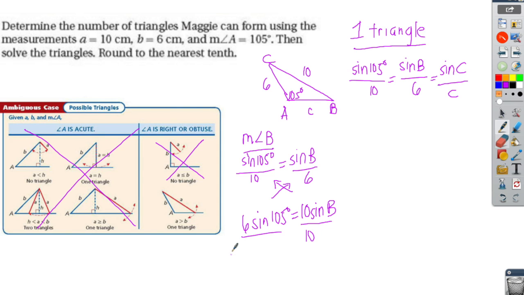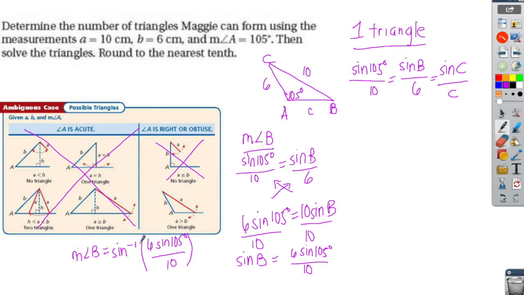So we're dividing by 10, because now you're left with sine B, and rewriting the equation so everything is in standard form: 6 multiplied by sine of 105 degrees over 10. But because we're looking for an angle measure, you need to use the inverse function, and if you remember, it will look like this. I'm going to write it on the left side. The measure of angle B can be found by using the inverse of the sine function for 6 multiplied by sine of 105 over 10, and we will enter this into our calculator and evaluate.